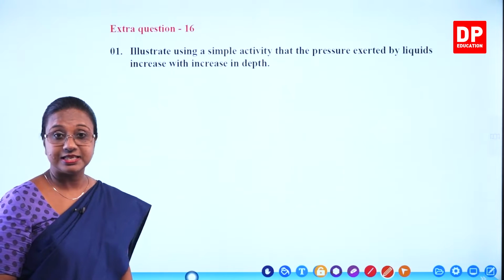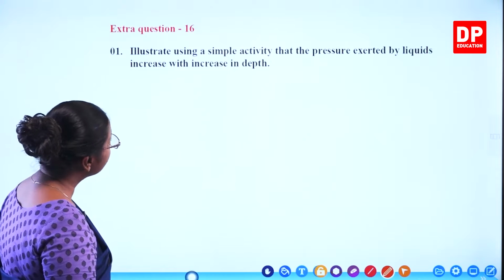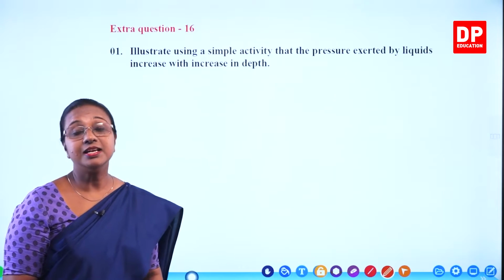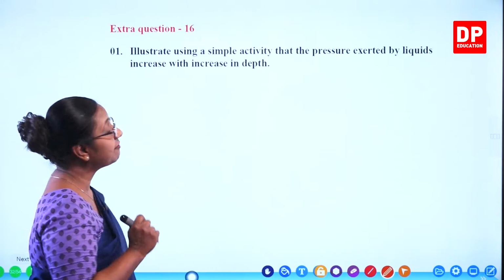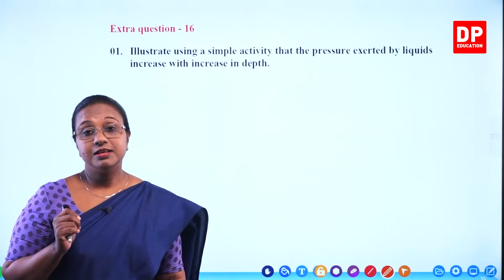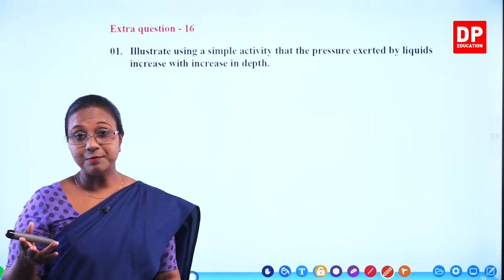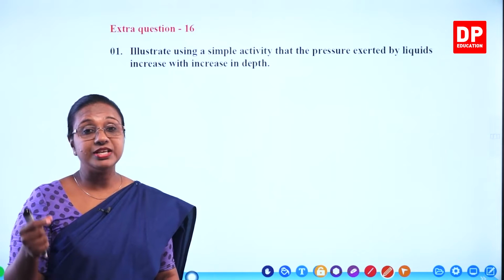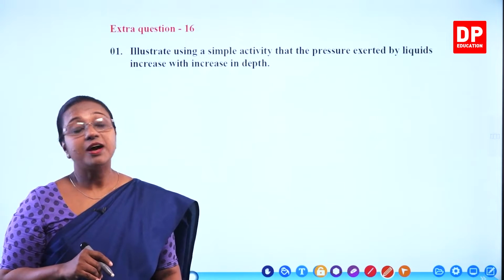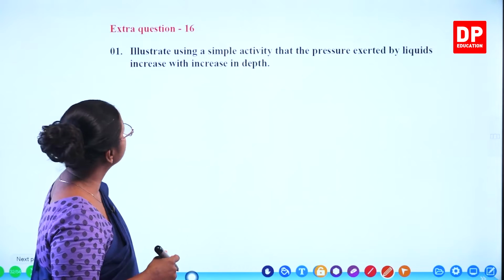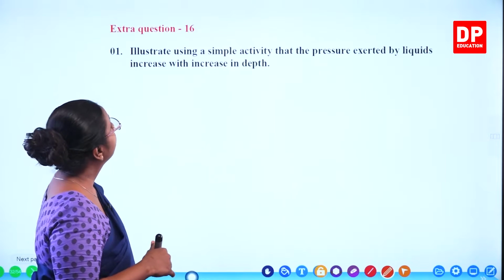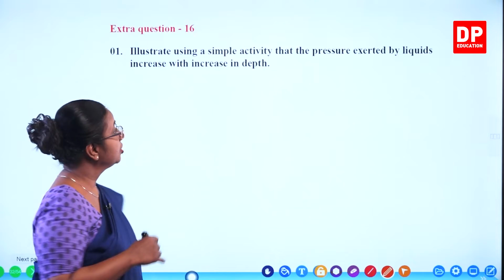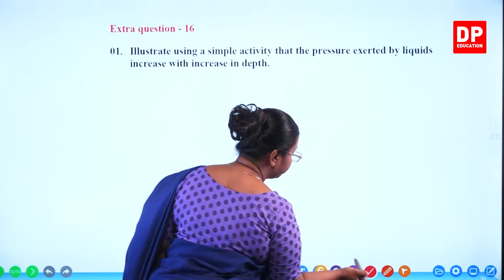Extra question 16. Illustrate using a simple activity that the pressure exerted by liquids increases with increase in depth. Here students, we have done an activity in the lesson. With the lesson, we did an activity in the lab also, using a plastic container, a plastic bottle with holes in it, in order to identify or demonstrate or illustrate that pressure exerted by liquids increases with increase in depth. So, illustrate using a simple activity. There, I will use the diagram.